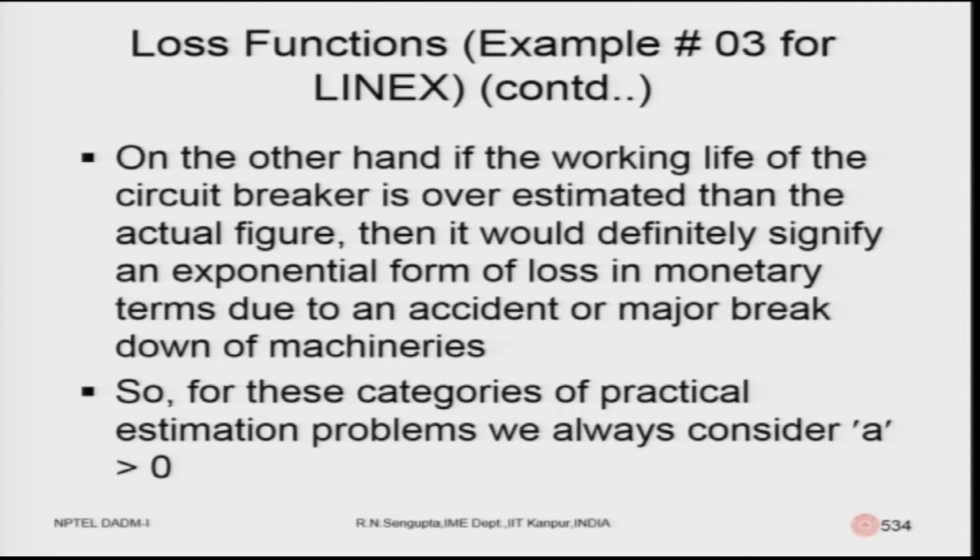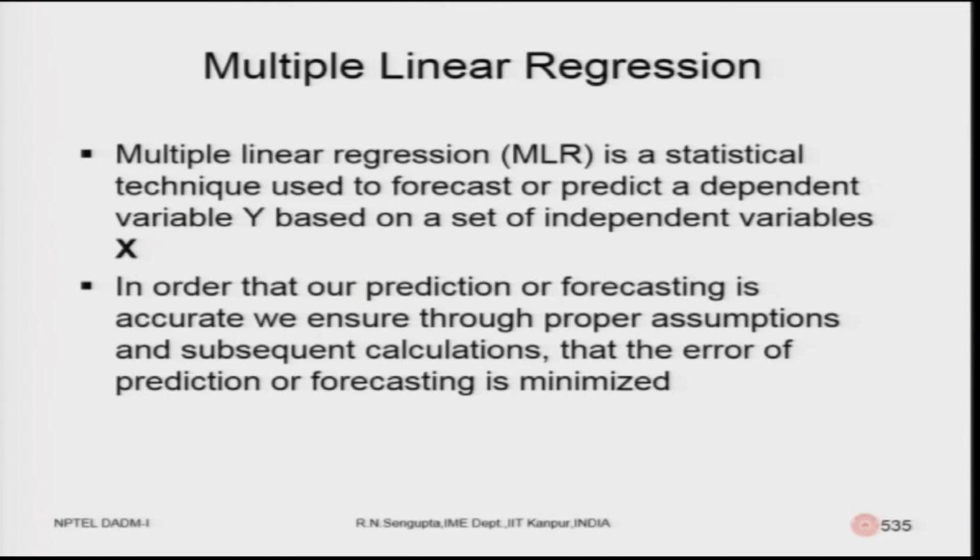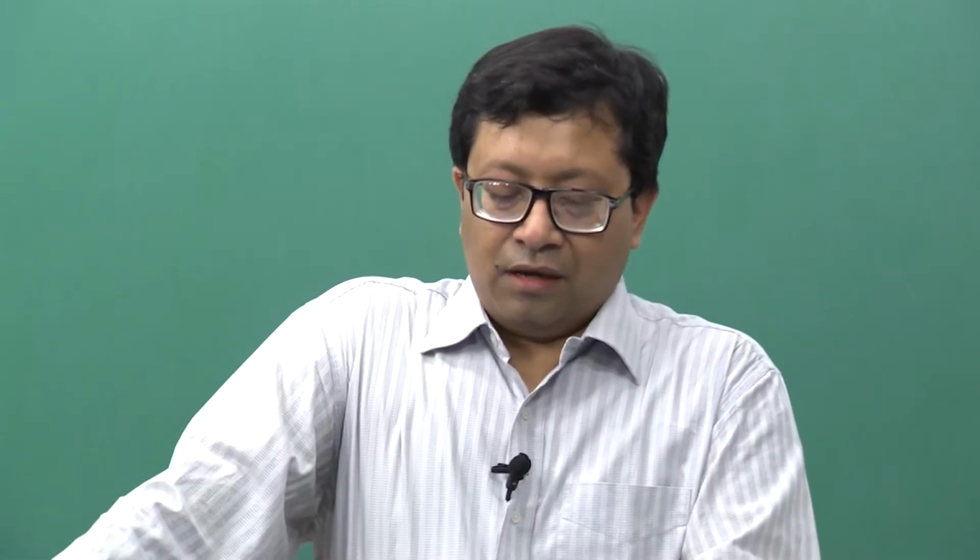So, for this case of practicality, overestimation would be more penalized, and you will basically take a value of A greater than 0. Now, we will switch our discussion to multiple linear regression.